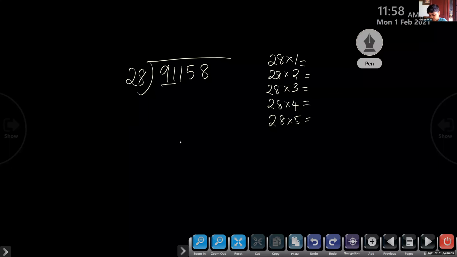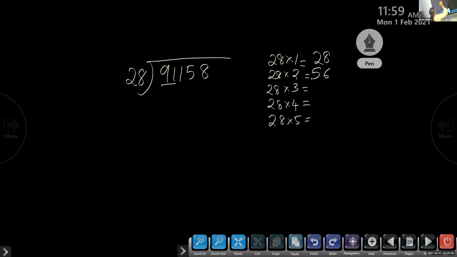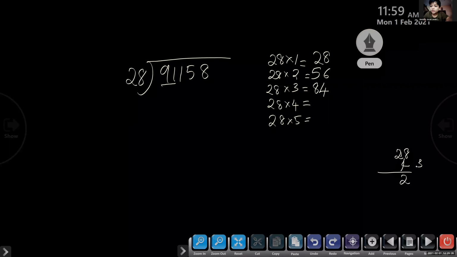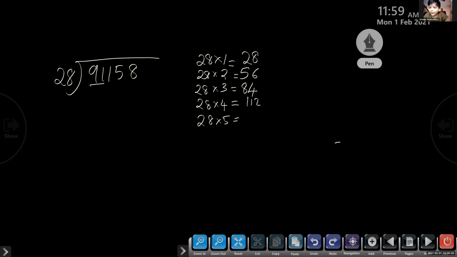28 times 2 is 56. Children, we are doing very slowly, you have to do alone. 28 times 3 is 84. 28 times 4 is 112. Then 28 times 5 is 140.